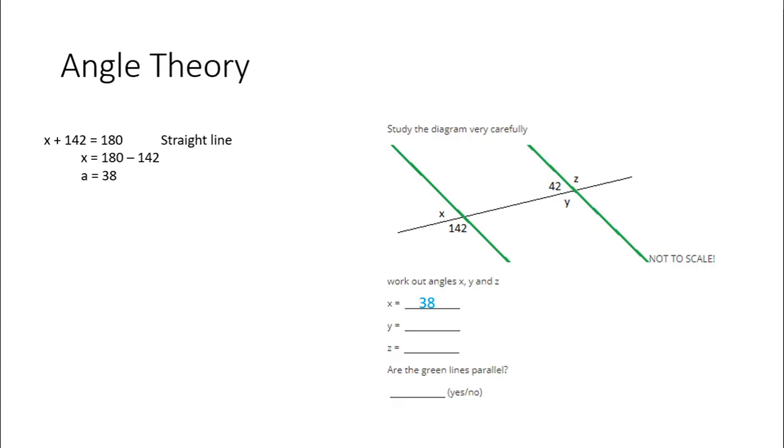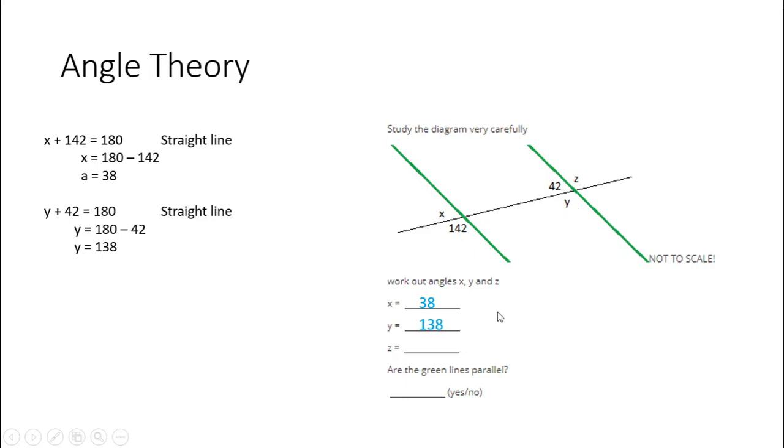Now let's look at y. Again, I'm not going to make any assumptions about the angle y and this 142 degrees because I don't know if these lines are parallel or not. What I do know is that y is lying on a straight line with the other angle 42. So I could say they add to 180 because it's a straight line. So to get y on its own, I'll say y equals, taking the 42 to the other side, 180 minus 42. And that is 138. It's not the same thing as this 142 here. This is 138.